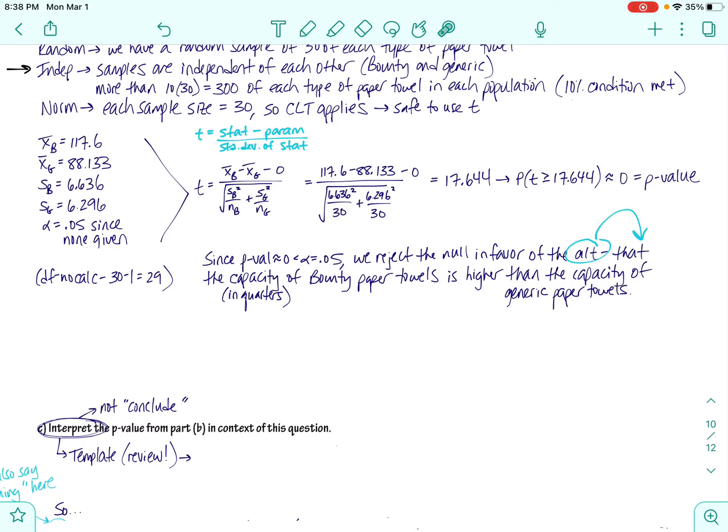So this p-value is so unlikely to happen, assuming the null is true, so assuming there's no difference between the two, for us to get sample differences this large. I mean, look at those averages. In terms of number of quarters, that seems to me like a lot of quarters. For that to just happen randomly by chance, if there really is no difference, the chances of that happening are so small that it leads me to believe that the H0 is actually false. Okay, so I'm going to reject the H0. I am now in favor of the alternate. We have evidence to support the fact that Bounty is better.